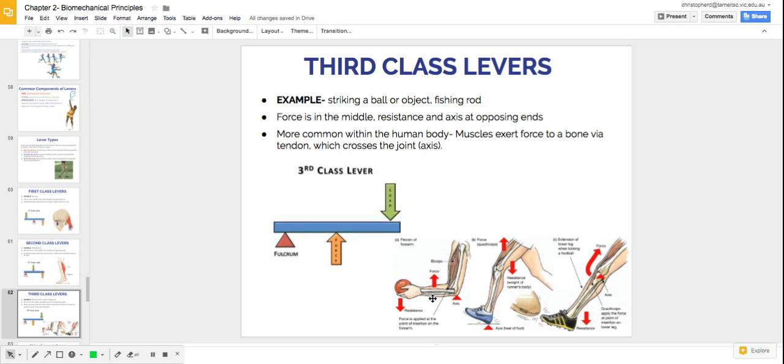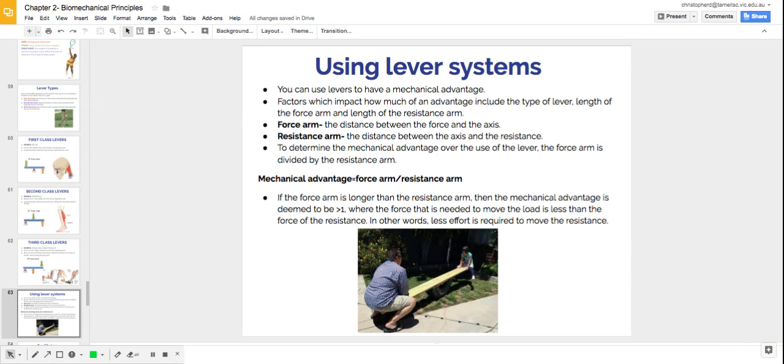So we're using a force that is pulling up, for example. We have our bicep, and the tendon attaches over the top onto the radius and ulna. The force is coming up. The resistance, if we're holding onto, for example, a weight, is pushing down. We've got gravity there, and our axis could be our elbow here. There are plenty of other examples you could see throughout the human body.